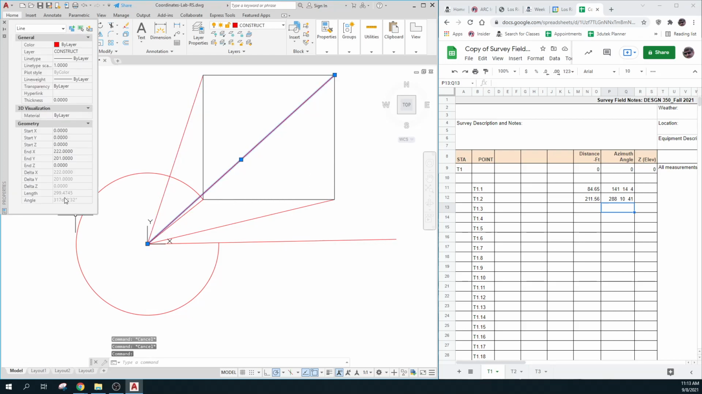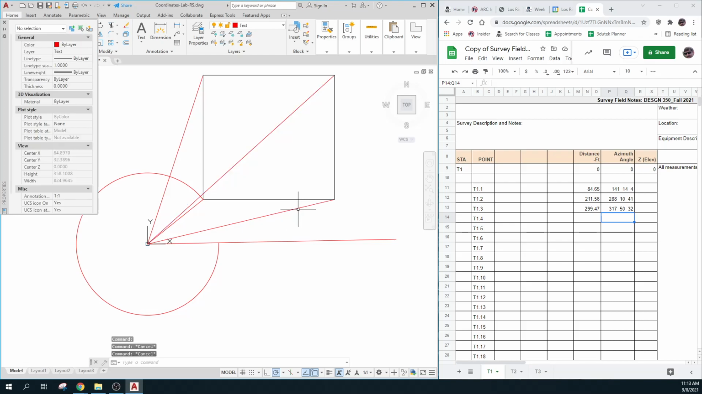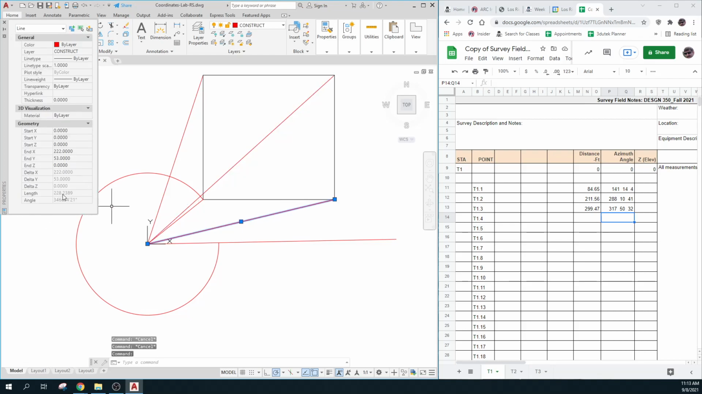So my next one is 299.4745. And the angle 317, 50, 32. And then my last one is 228.2389 and 346, 34, 21.